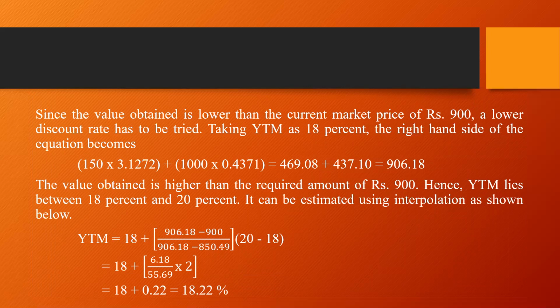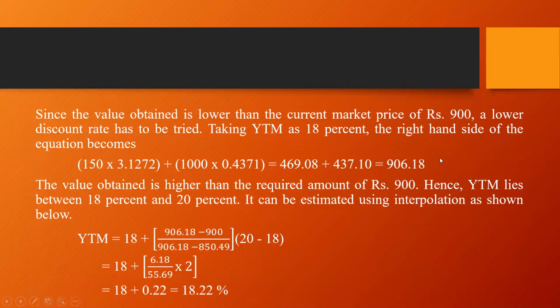So we are now going to assume that the yield to maturity percentage, that rate, is somewhere in between 18 and 20%. So we'll apply an interpolation formula to arrive at an average. So applying the interpolation formula, the first thing we do is that the lesser value is shown as the first value, that is 18. Out of the two values that we took, 18 is the lesser value. So 18 plus the higher value minus the market value.